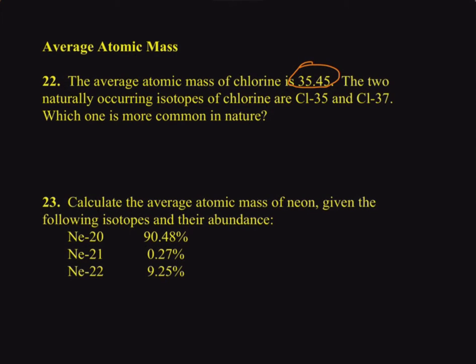So we sort of shift the average toward the more common isotope. So when you have a problem like this, what you have to look at is which isotope the average is closest to. In this case, it's closer to 35 than 37. So Cl35 must be the more common isotope.